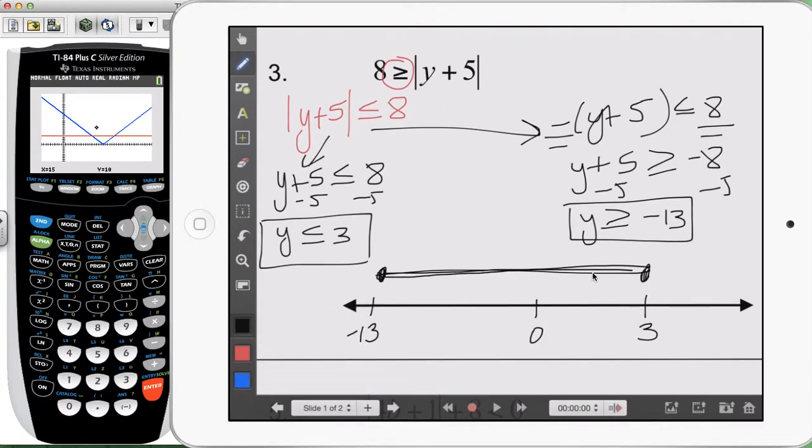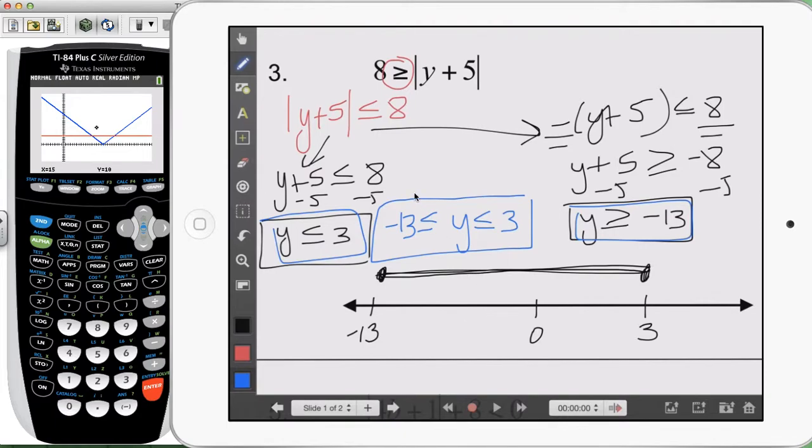Now again, you can graph it on the calculator and see that once you graph them, the part that is below the line is going to be the small V shape, and that's going to be between two numbers. So graph it to better see it. I expect to see at the end a compound inequality showing me that y is less than or equal to 3 and y is greater than or equal to negative 13. That is a better representation of your solution, a compound inequality.